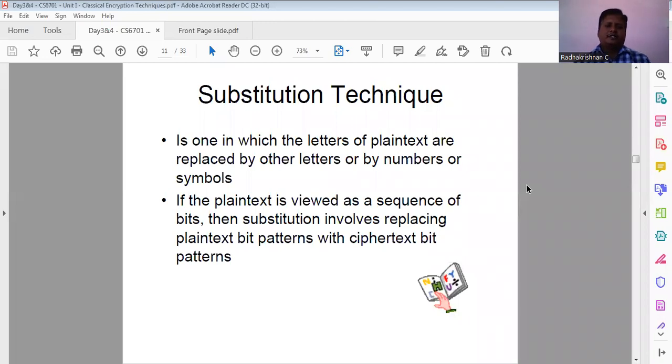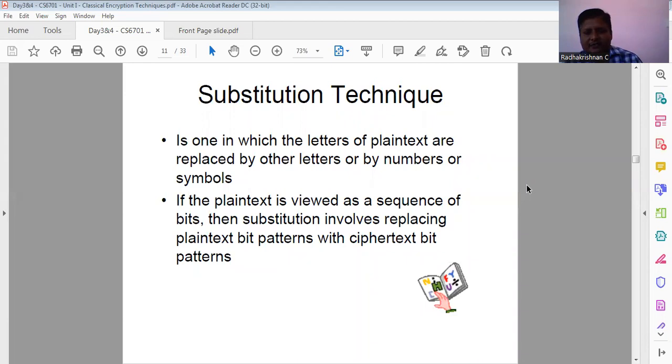Now we discuss classical encryption techniques. First one, substitution techniques. In a substitution technique, the letters of the plain text are replaced by other letters or by numbers or symbols. Each and every character in the original message is replaced by some other letter or number, which we call the substitution technique.